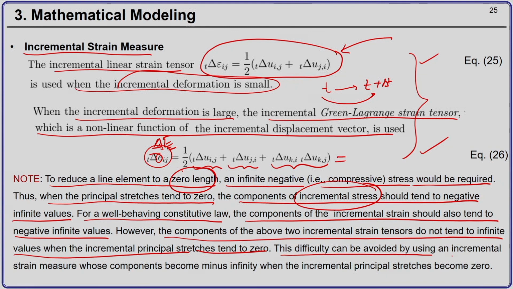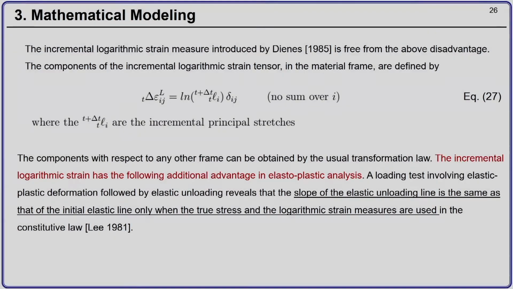So, this difficulty can be avoided by using an incremental strain measure whose components become minus infinity when the incremental principal stretches become 0. So, if you use an incremental strain measure for which, when the stretches go to 0, the value of the incremental strain goes to minus infinity, and this can happen only when you use the incremental logarithmic strain measure, which was introduced by Diens in 1985, and this incremental logarithmic strain measure is free from the above disadvantage.